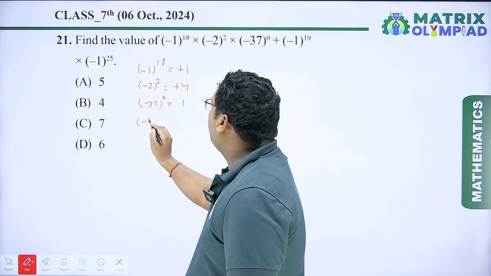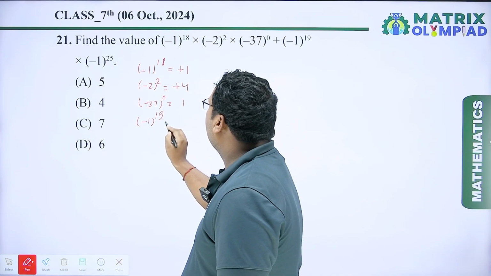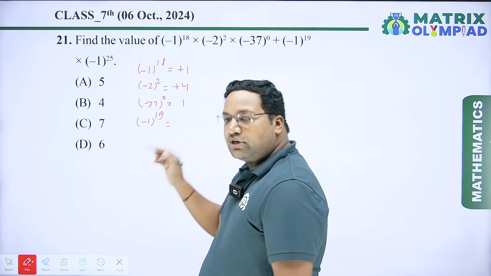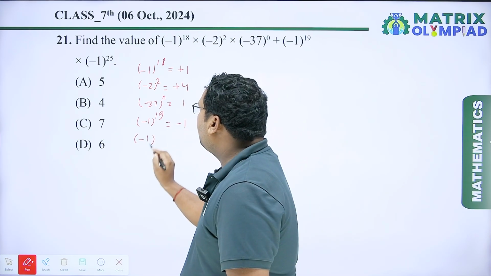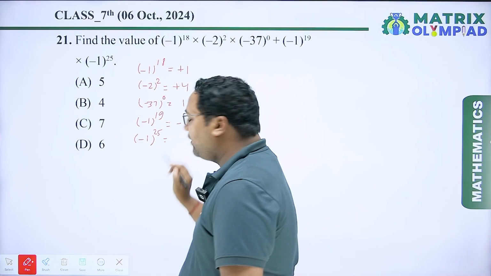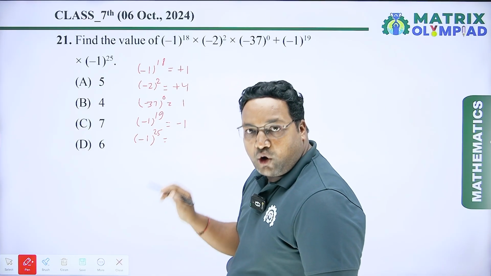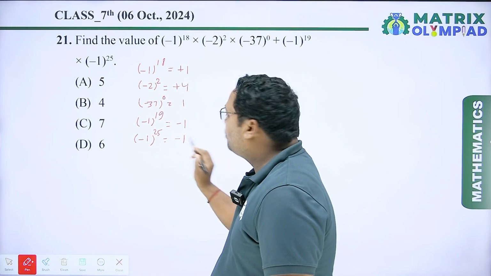Next is minus 1 to the power 19. Here the power is an odd number, so its value is minus 1. Next is minus 1 to the power 25. Again the power is an odd number, so the value is minus 1.